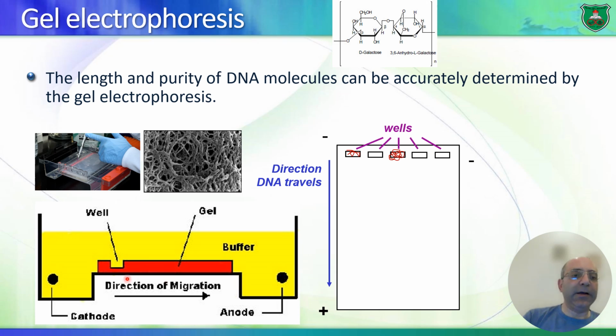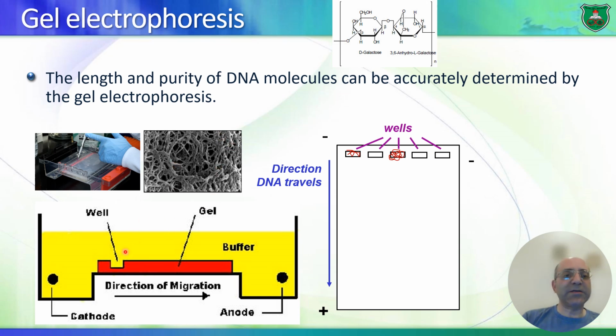And there is a hole, not exactly a hole, but we call it a well. So we can add a sample inside this well. This is a top view of the gel, and here we have different wells. So we can add sample 1 here, sample 2, sample 3, sample 4, sample 5, etc. And the gel looks something like this. You have a network of chemicals, and there are spaces in between.